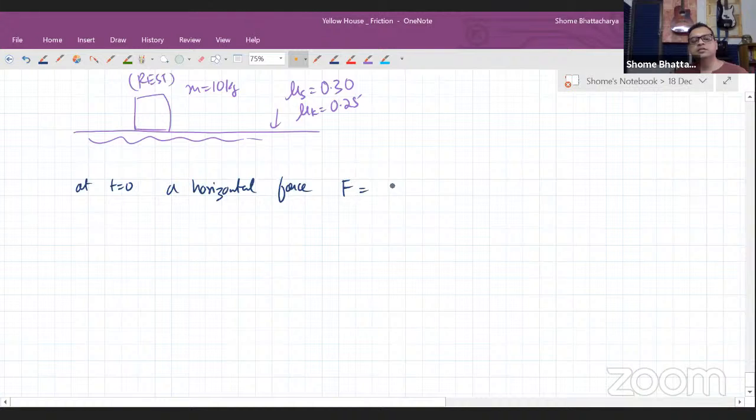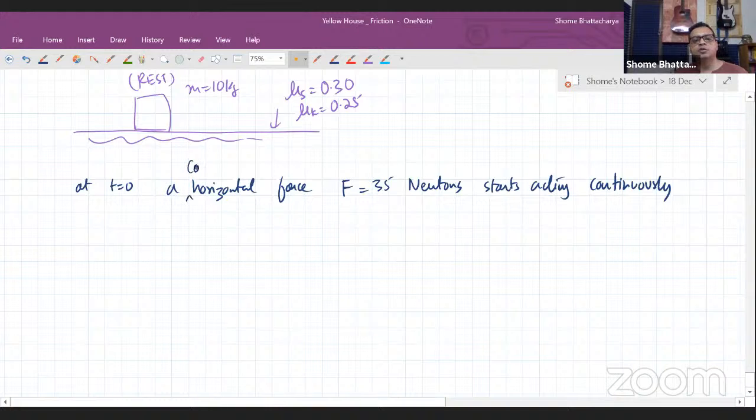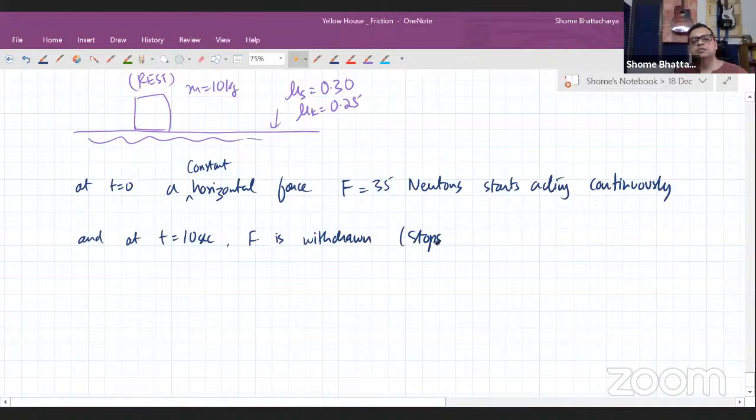So now what happens: at t equal to 0, a horizontal force of, let us say, 35 Newtons starts acting continuously. It's a constant horizontal force. I'm not varying the amount of force I'm applying. I'm continuously pushing it with 35 Newtons, and at t equal to 10 seconds, F is withdrawn, so it stops acting.